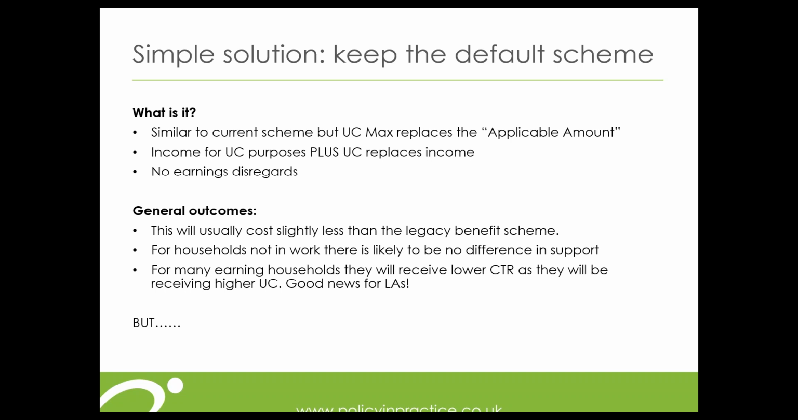How much that changes will depend on the demographics of your area. Obviously, for households not in work, there's likely to be no difference in support. And for many households that are in work, because they're keeping 37p in the pound, they will receive lower CTR, but they will be having higher UC. In the end, this is good news for local authorities, because it means support for those people is coming more from central government than from the local authority. But obviously there's a downside.